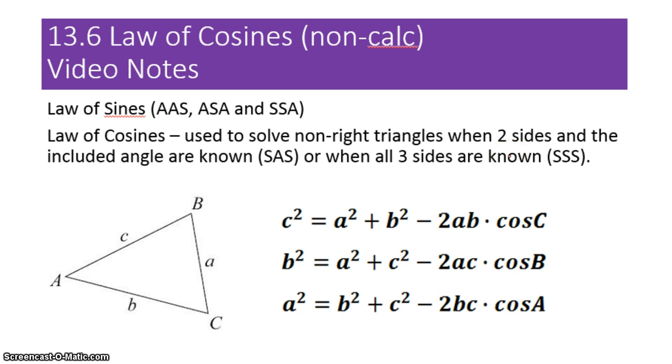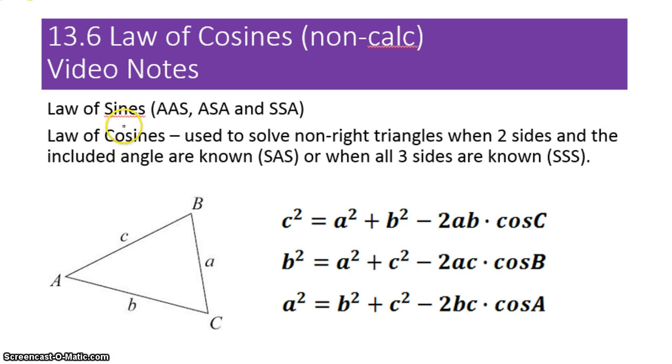So the important thing to note is that we use law of cosines only when we can't use law of sines. Law of sines is easier, it's faster, and so we tend to use that one the most. We just use law of cosines when law of sines will not work. And you can tell by looking at the three different formulas, it is obviously more complicated.